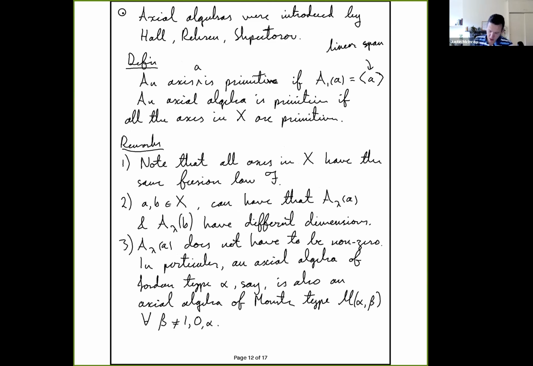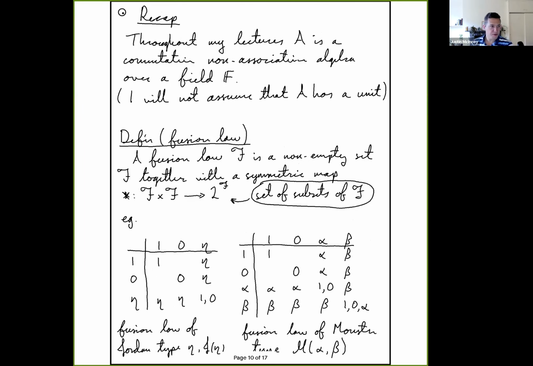Here we go. So I need to form a grading. So I need to know where I map my things. So for instance, here, I'm going to map these to plus. This is going to map to minus. So what I need is that this mapping preserves the fusion law.